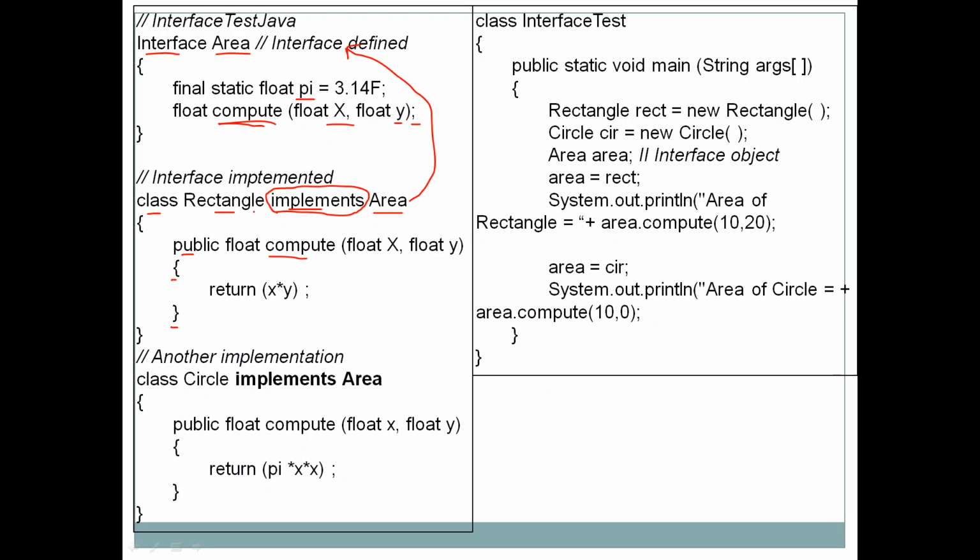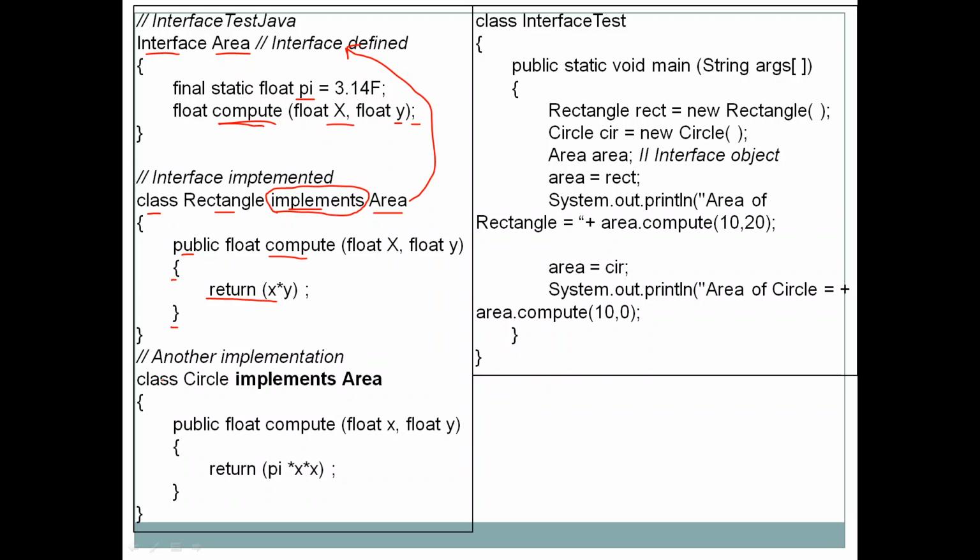As per the definition, the class which inherits an interface should provide implementation for all the methods which have been defined in the interface. So rectangle is inheriting area, and that is the reason it is providing implementation for the method compute which is defined in the area interface. And it is simply returning x into y, that is the area of the rectangle.